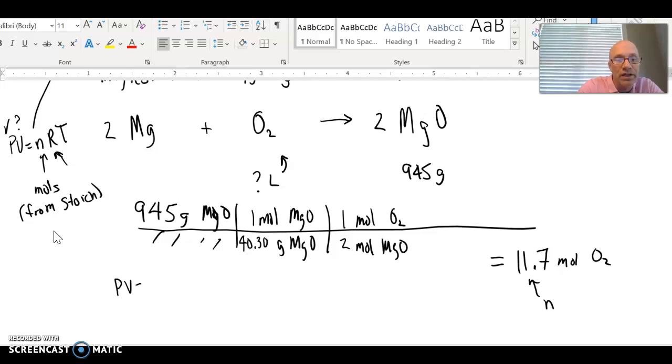So let's do a little algebra. PV equals nRT. Let's get the volume by itself. V equals nRT over P. And we're going to plug the values into that. Our n is going to be the number of moles.